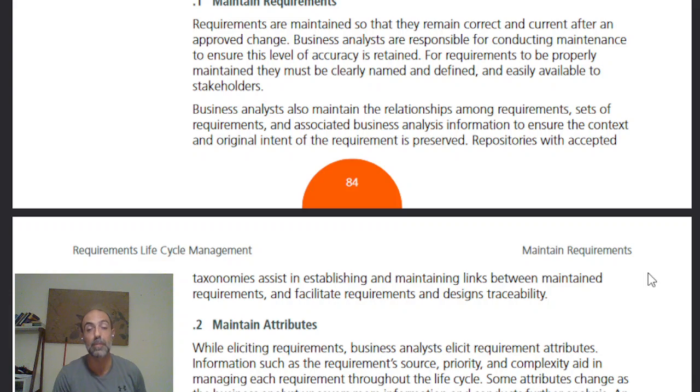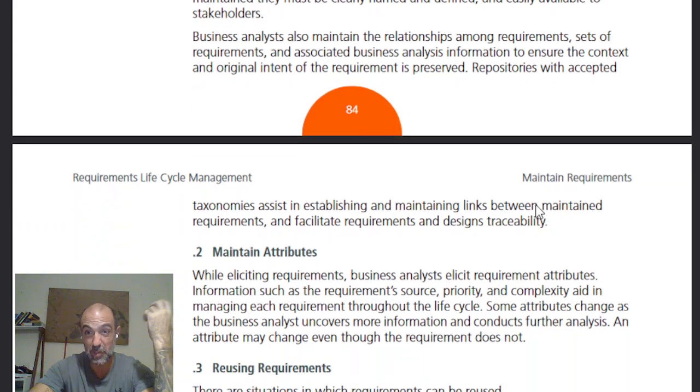We are the fuel. We're not the fuel for the engine, but we're basically the oil for the engine that allows everything to move. And we have to check for everything that's connected to it, whether it is the information, we have to ensure the context and the original intent of the requirement is preserved. Repositories with accepted taxonomies assist in establishing and maintaining links between maintained requirements.